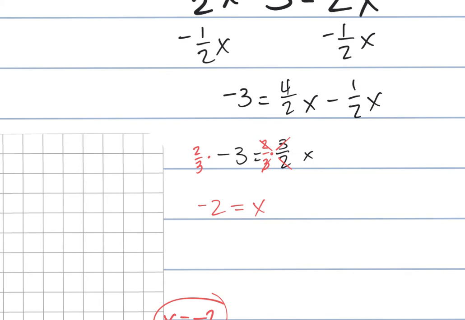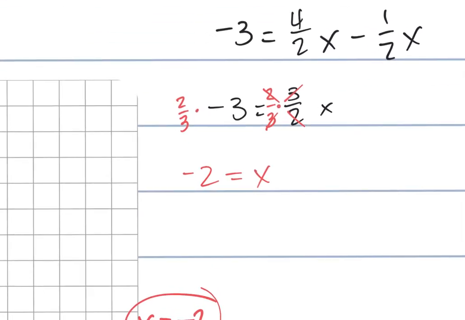How did I get -2? Well, do you notice how this is -3 over 1? You can either multiply it out. You'll get -6 over 3, which is -2. Or you can cancel out the 3's. This becomes a 1. This becomes a -1. And you've got -2 over 1.